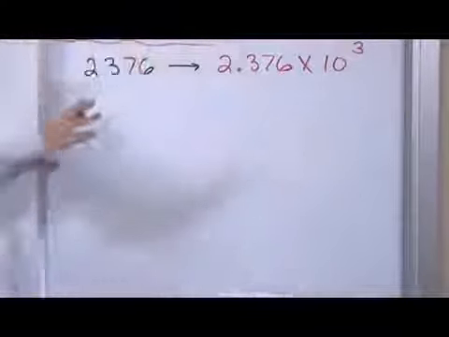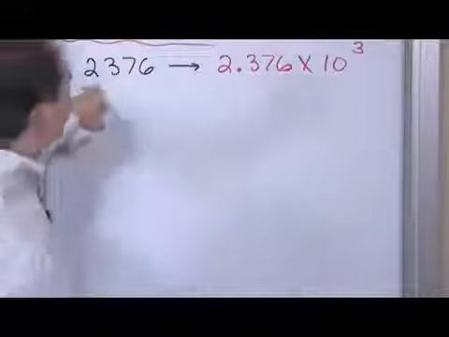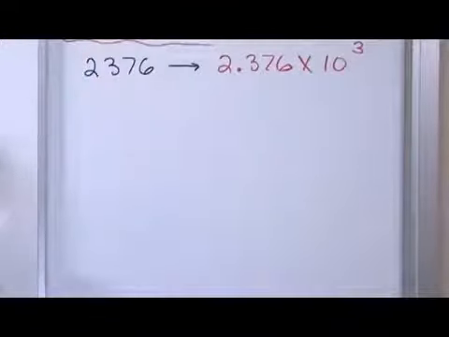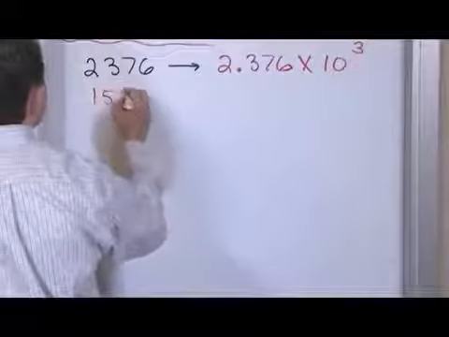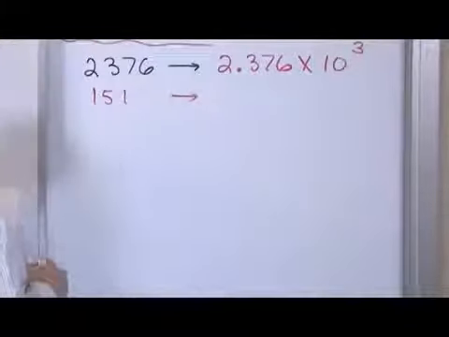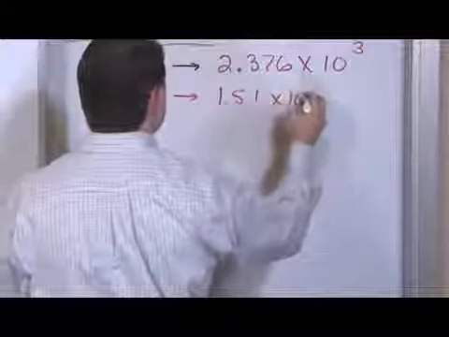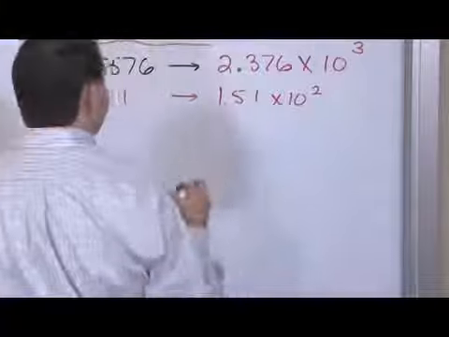And you might look at this and say, well, this looks shorter. I mean, what's the big deal about doing this? Well, as you use this more, you'll understand the advantages of it. What if I have 151 and I wanted to convert that to scientific notation? It would be 1.51 times 10 to the power of 2.